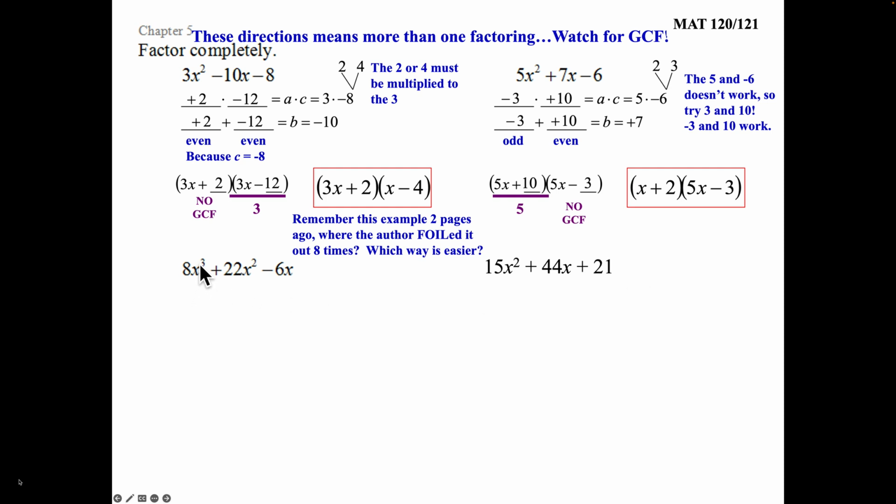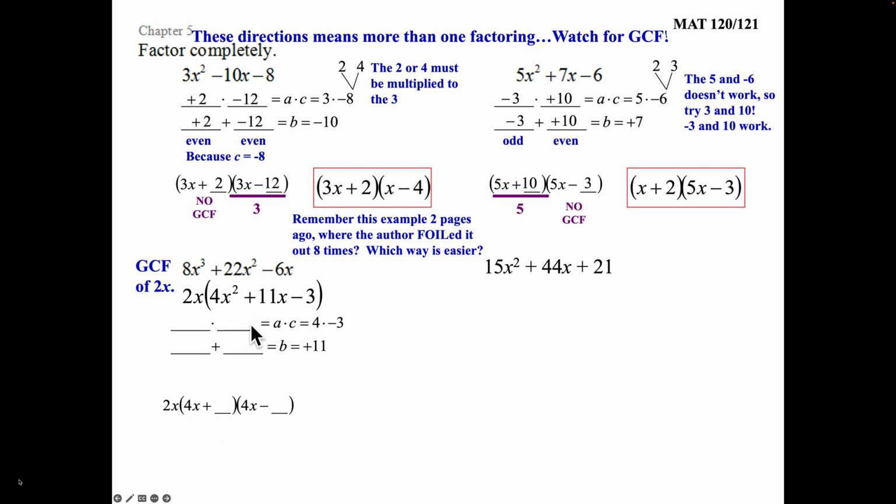Okay, whoops, wait a minute, x cubed, well, timeout. I see even numbers, I see x's, I see a GCF of a 2x. Let's take that out first. I'm left with 4x squared plus 11x minus 3. All right, let's talk about what our answer looks like. It's a minus 3, signs are opposites, put a 4 in front of each binomial. Notice I took the 2x and put it in my answer down here.